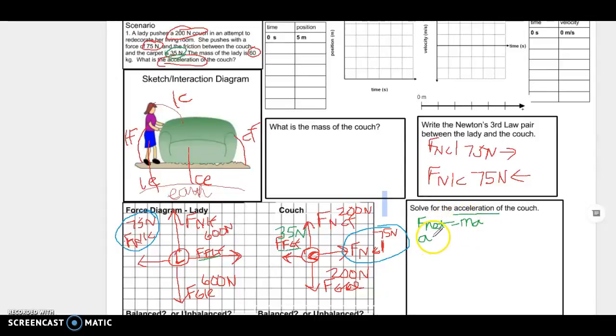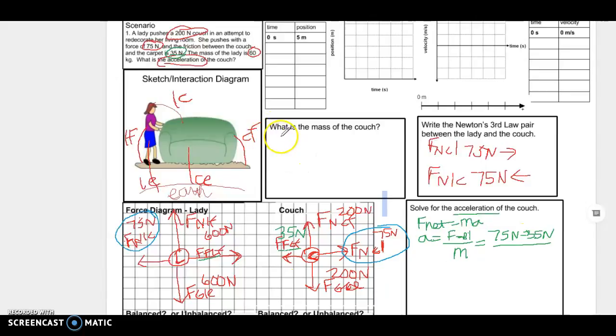So if we're solving for the acceleration of the couch, remember we have net force equals ma, or I can switch this around in the other version. But this is the same equation, so don't think it's too hard. You know what it says. All right, so the net force is 75 newtons minus 35 newtons, because it's going to be everything to the right minus everything to the left. So that's going to be a net of 40, divided by the mass of the couch.